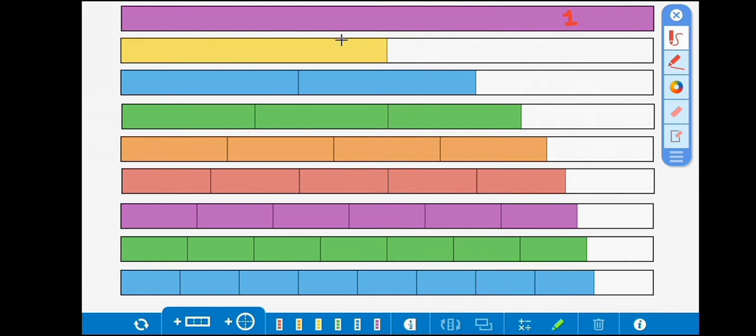Then in the second strip, as you can see, it is divided into equal parts, and one part is filled with yellow color, right? And as it is half, how can we write half of 1? So we can write it as 1 half, right? And the next strip is divided into 3 equal parts, so we can write the fraction as 1 upon 3 for each of the parts.